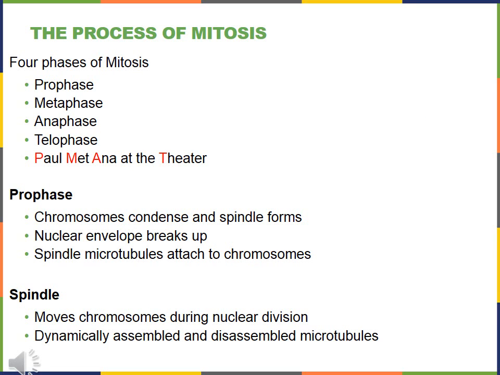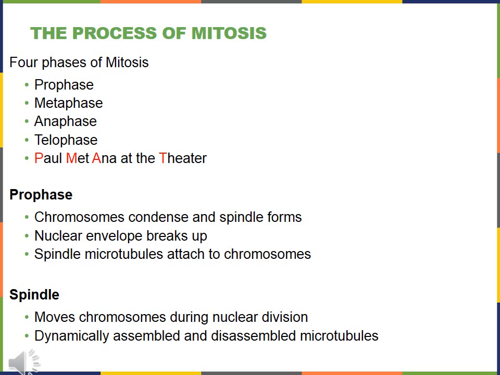This is just a quick little mnemonic to help you with the phases of mitosis. Again, we're going to be just considering them 4 phases of mitosis. So we have prophase, metaphase, anaphase, and telophase. And so you can think of it in this mnemonic of Paul met Anna at the theater, or whatever works for you. But that's one that the textbook usually uses. And then we're just going to outline each phase of mitosis again.